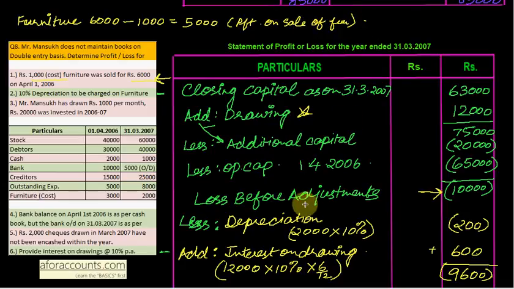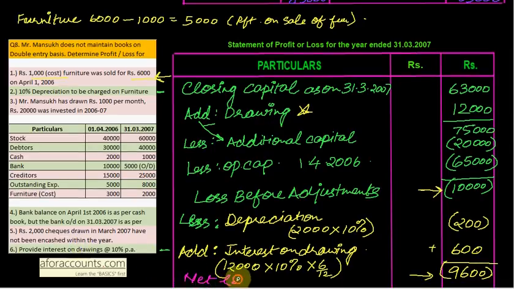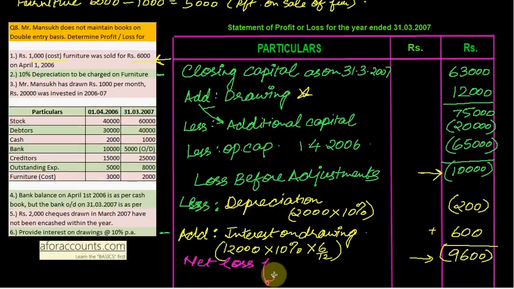So 9,600 is what? Net profit? No, it is net loss for the year. Net loss for the year is 9,600. Moving to the next question.